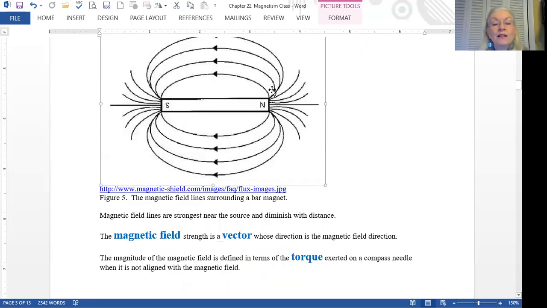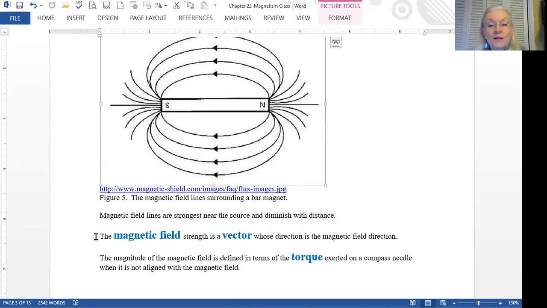So you should notice that the magnetic field lines, which is what this drawing indicates, are closest together when you're close to the bar magnet, and as you move out, they spread out. So field lines are strongest close to the magnet and weakest as you move away. The magnetic field strength is a vector, so it does have direction. Again, we've said it goes from north to south.